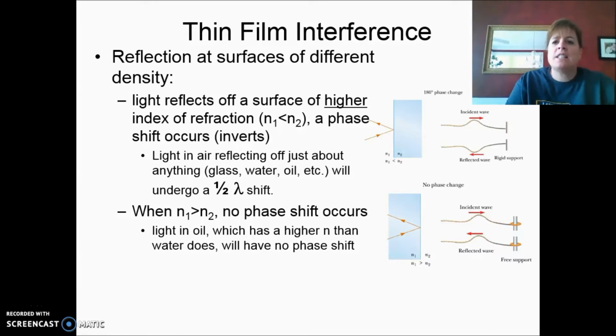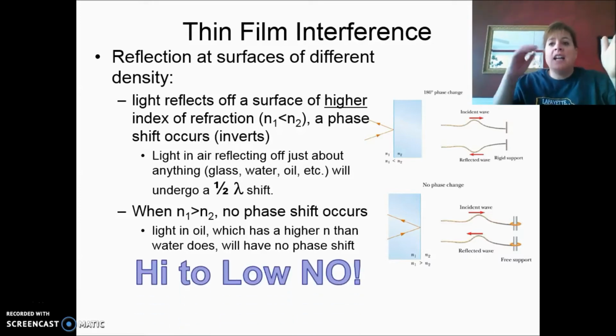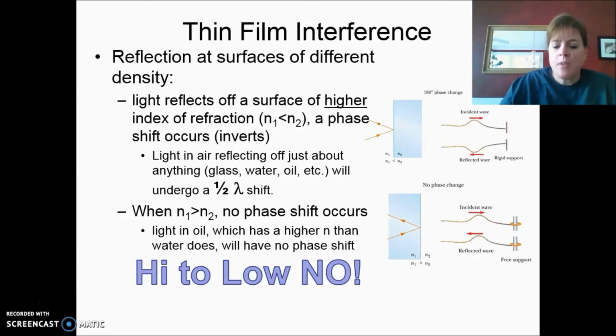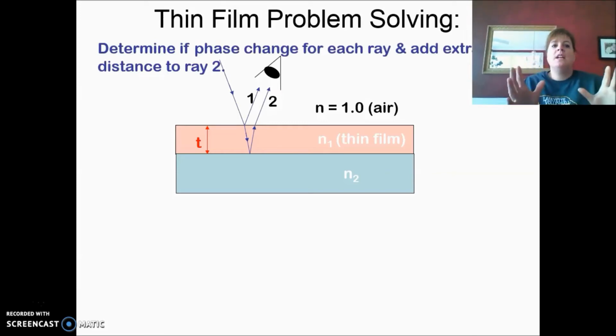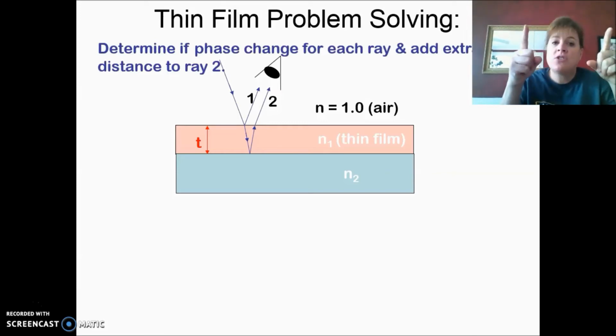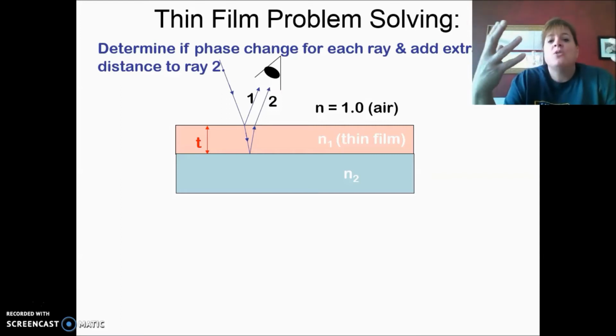So the way I like to say it is: if it goes high to low, no. Low to high, yes, phase shift. High to low, no. All right. So let's look at how we solve problems for thin film interference. We need to determine, is there a phase change for each wave when it hits its boundary? And then we have to add our extra distance, the thickness of the film, to ray 2.